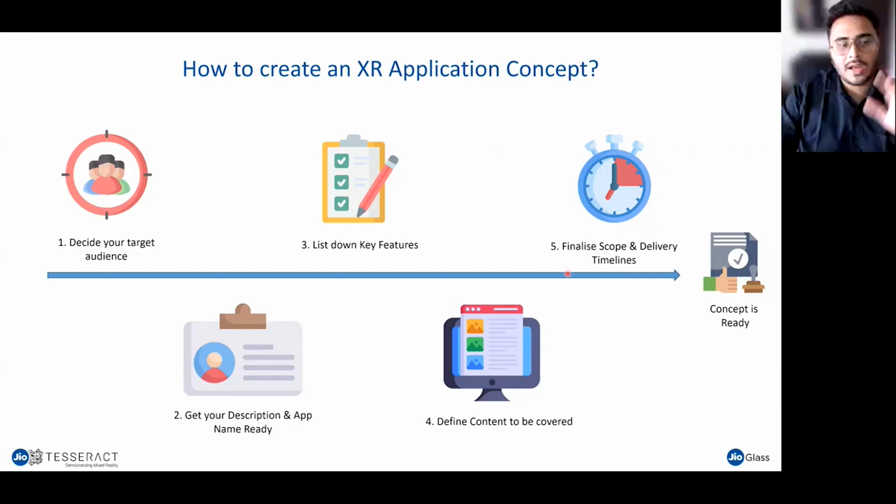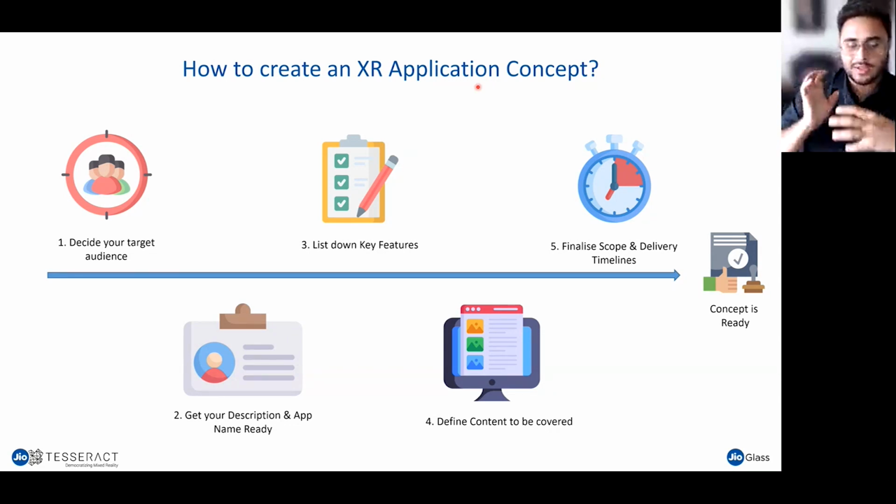Once you have a decent idea of who you're building for, and what kind of user personas they have, what kind of personality that person has, next you write a description and get an app name ready. This app name can always be changed once it has been onboarded on our platform. But just to begin with, you get your description ready, you get your app name ready, and then you list down all of the key features that can potentially be there in your application.